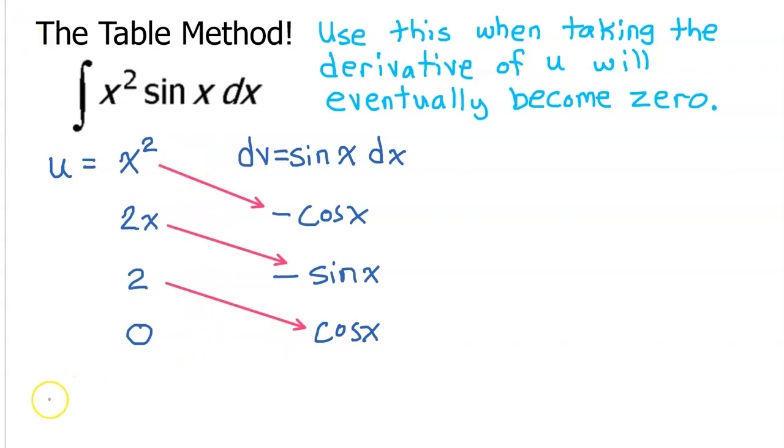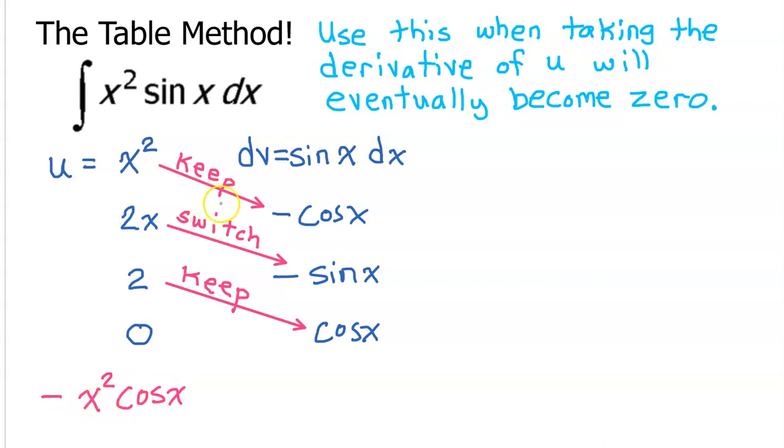From here, we can go directly to the answer by multiplying each of these diagonals and adding up the products, with one small modification. For the first product, we keep the sign whatever it is. For the second product, we change the sign, and for the third product, again, we keep the sign whatever it is. So when we multiply x squared times negative cosine x, that is going to give us negative x squared cosine x.